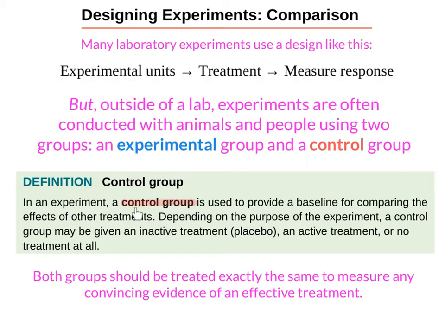So in an experiment, a control group is used to provide a baseline for comparing the effects of other treatments. Depending on the purpose of that experiment, a control group may be given an inactive treatment, a placebo, an active treatment, or no treatment at all. Both groups should be treated exactly the same to measure any convincing evidence of an effective treatment.